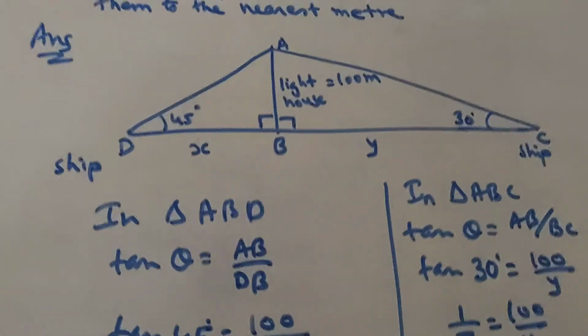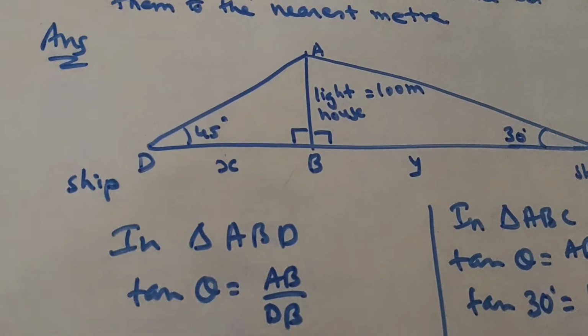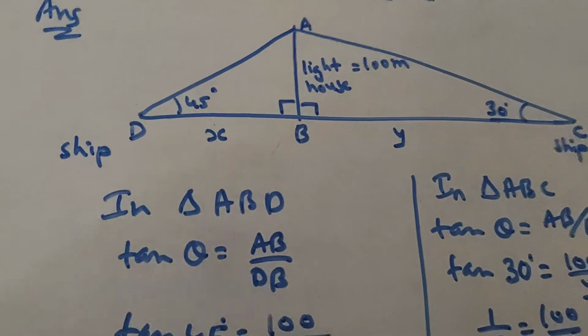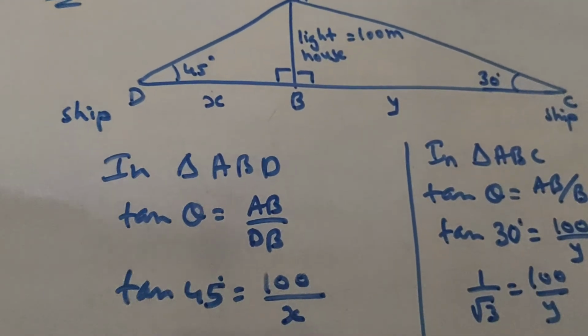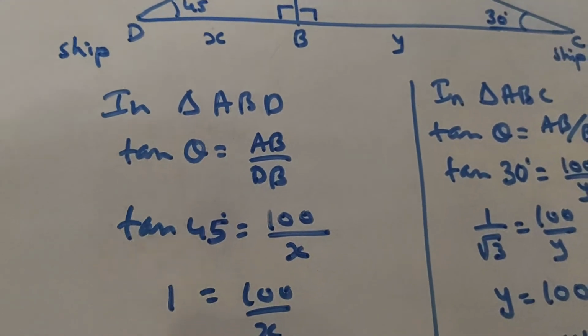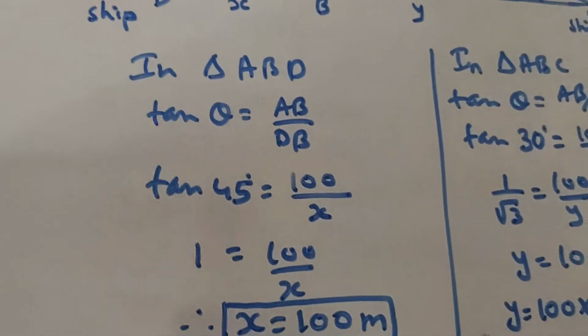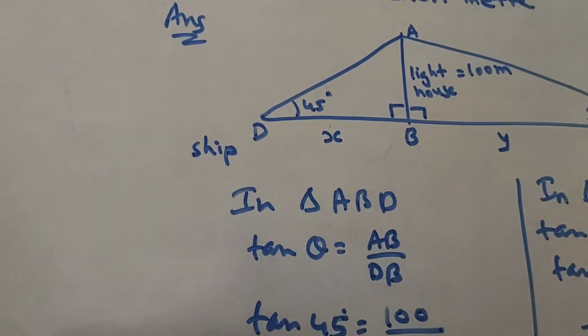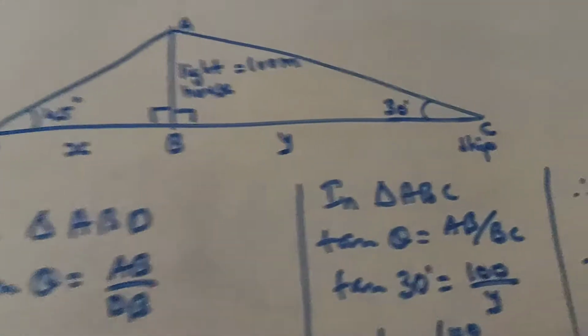So here we start with triangle ABD. In triangle ABD, tan theta is equal to AB upon DB, that is opposite upon adjacent. So tan 45 is equal to 100 upon x. The value of tan 45 is 1. So 1 is equal to 100 upon x, therefore x equal to 100 meters. So we got the distance between the ship D and lighthouse. We need to go for the another one.